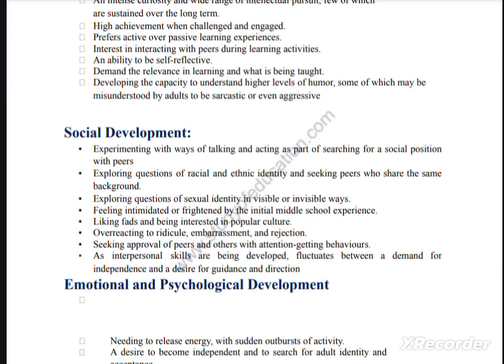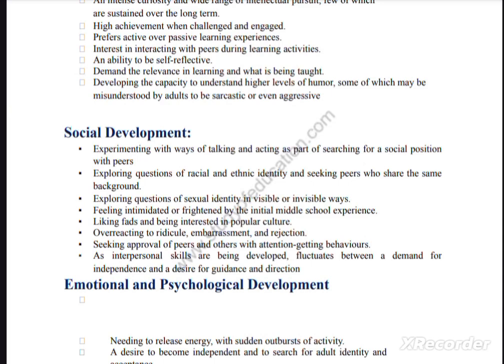So that is why they explore questions of sexual identity in visible or invisible ways. Most of them may share feelings, and overreacting to ridicule, embarrassment and rejection also follow. Interpersonal skills are also being developed, and they fluctuate between a demand for independence and a desire for guidance and direction. Social development takes place from one person to another person.